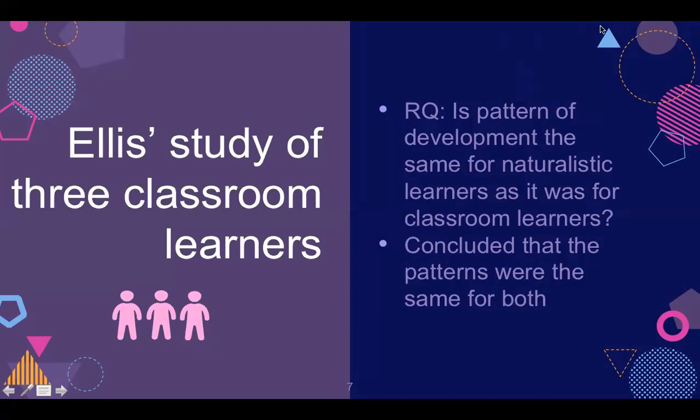Ellis then describes his own study of 3 classroom learners in London, ages 10 to 13, and the research question was: is the pattern of development the same for naturalistic learners as it was for classroom learners? And what he found was that the patterns were really similar. Language acquisition follows similar patterns no matter if it's done in a classroom or out in your social world.